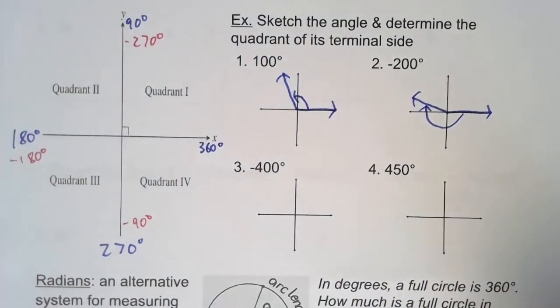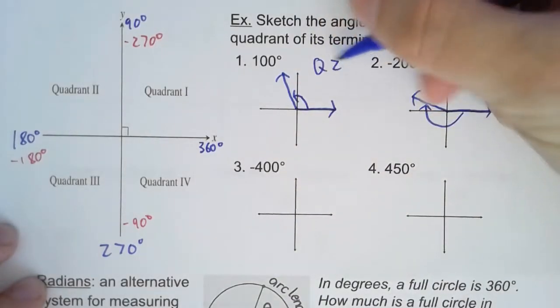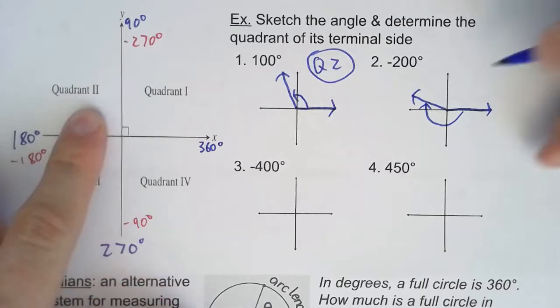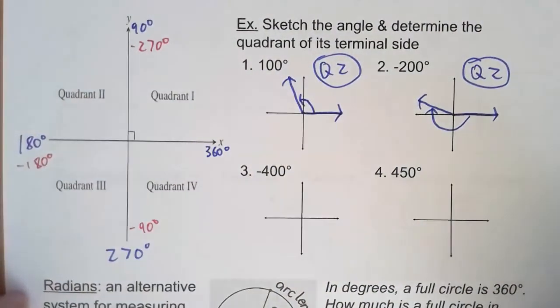Okay, and so let's see, forgot to say the quadrant. These are actually both quadrant 2, aren't they? A lot of times quadrants, they use Roman numerals, but you don't have to. You can just use a regular number. So both of those angles, the terminal side where it ended up was in quadrant 2.